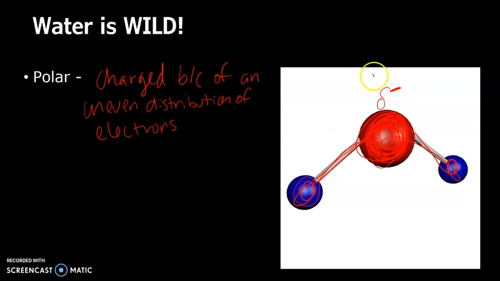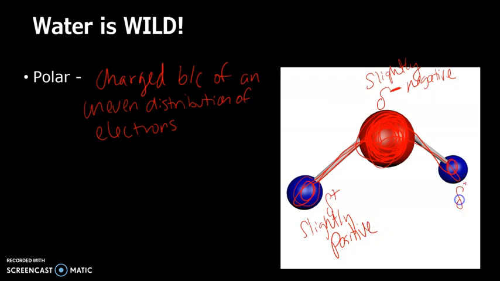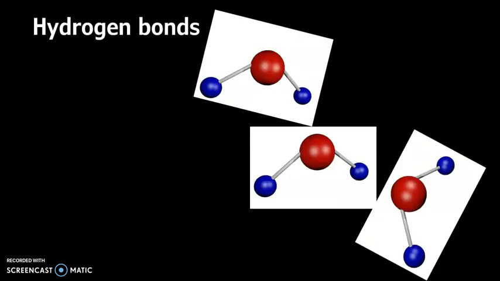That symbol means slightly. A slightly negative charge on that oxygen. And then because it's slightly negative over here, you end up with slightly positive over here on your hydrogens. Now, this uneven distribution is what leads to all the cool properties. This is why you end up with hydrogen bonding.